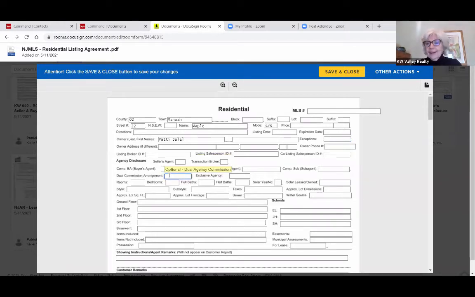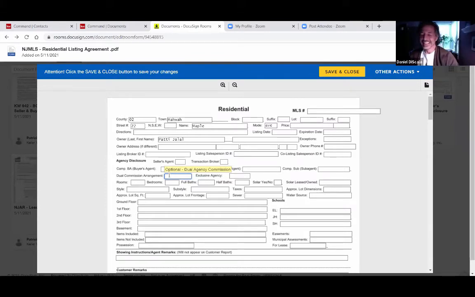Okay, another conundrum is the dual commission arrangement. What is a dual commission arrangement? And I will tell you, it's not uncommon to have this incorrectly answered. I would assume it's when the seller agrees to pay both fees to one agent, a full commission, I would think. Good try, but no.